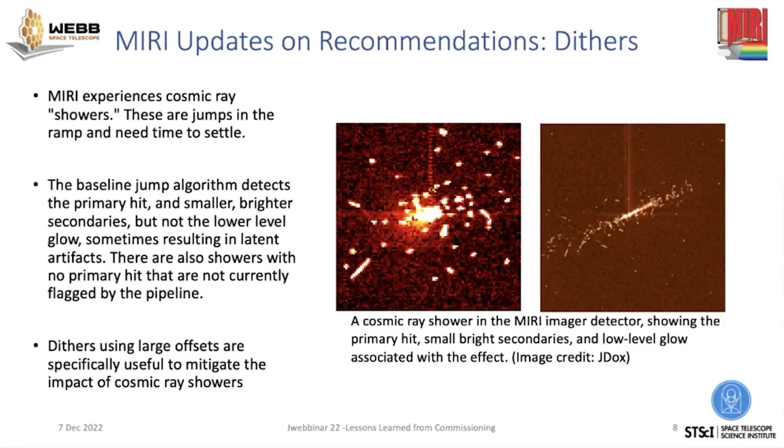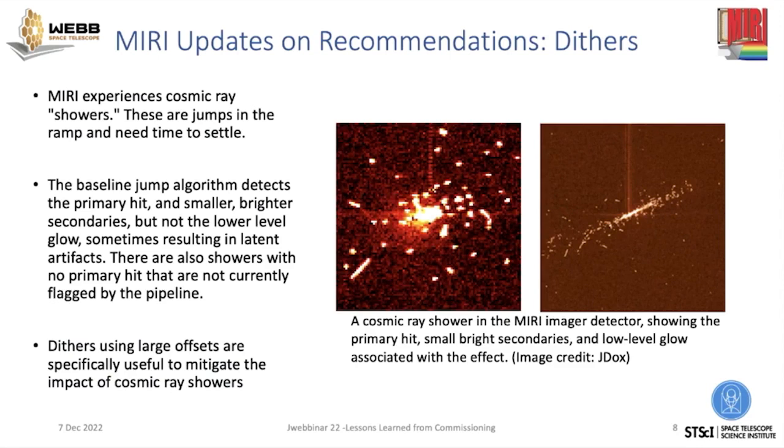Now for some updates on the recommendations we have for observing strategies. The first one I'm going to talk about is mainly about dithers and how we use those to mitigate cosmic ray showers. If you're not familiar, MIRI has these cosmic ray showers, which are basically just a pain. You see them as jumps in the data, and they take time to decay. Sometimes they'll be very small, sometimes they're streaky, sometimes they're fuzzy. I have some examples here where you can see the primary hit, then these small bright secondaries, and then this low-level glow that's affecting the background.